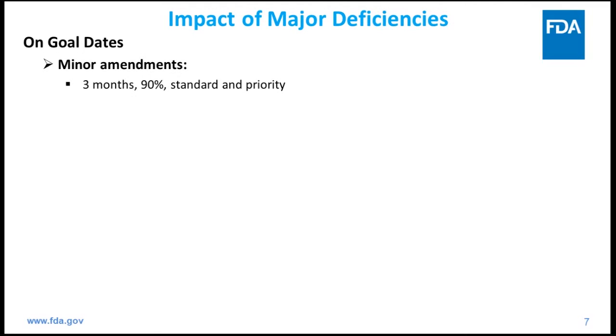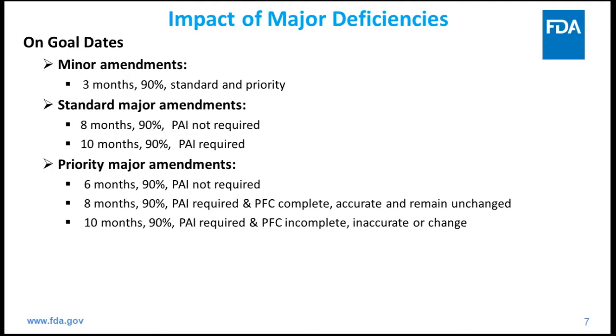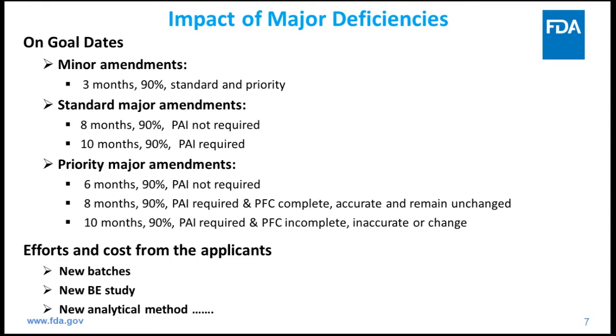Okay, so what are the impacts of major deficiencies? I would say all of them are negative. One is that it will significantly delay the go dates compared to minor, which only requires 3 months. For the major amendments, it ranges from 6 to 10 months, depending on whether PAI is required or not.